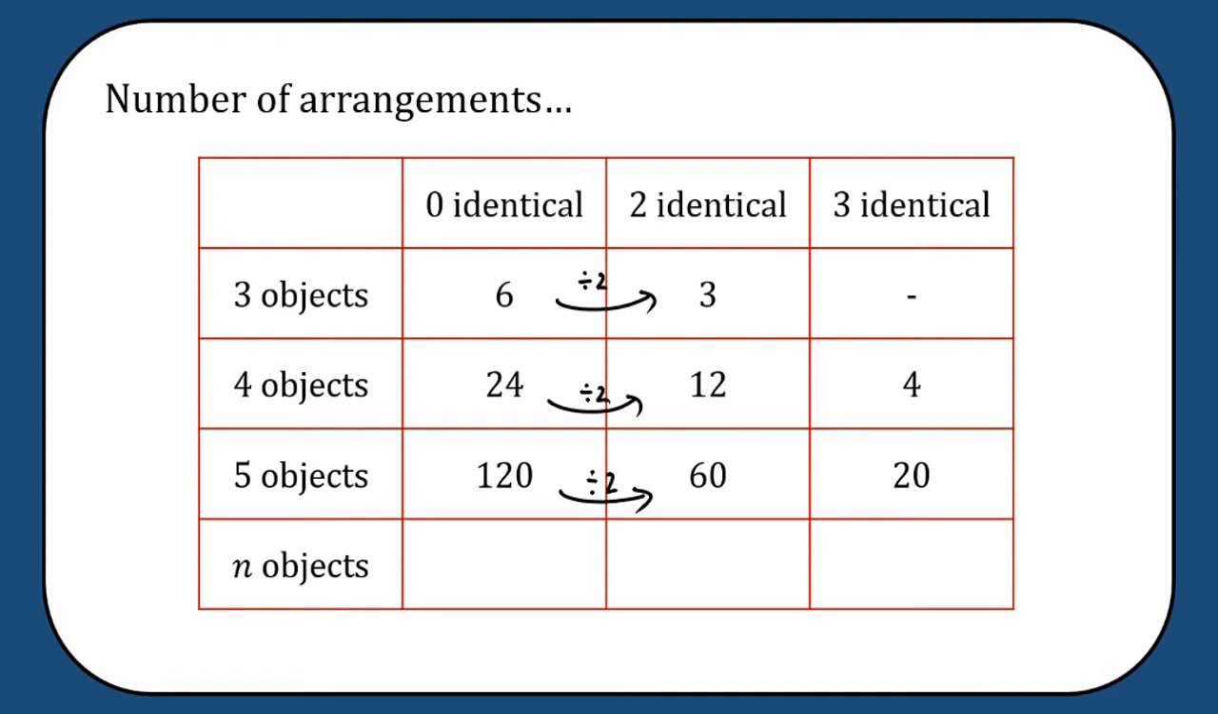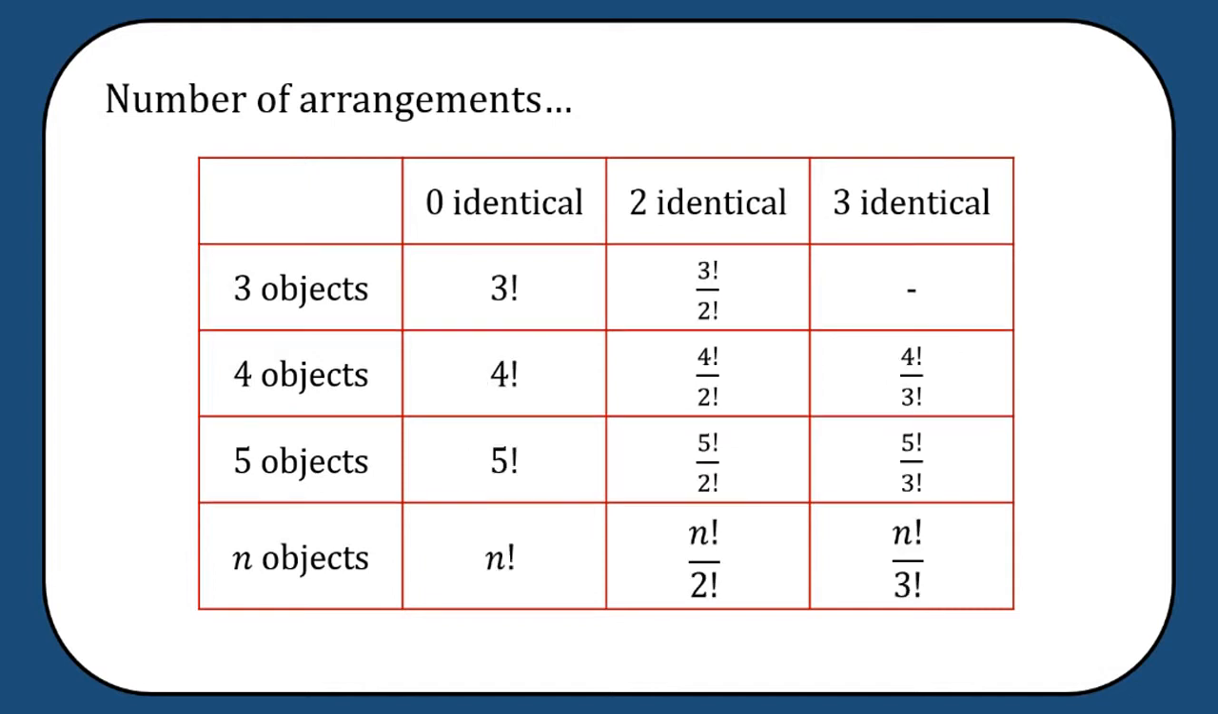If we have 4 objects, 3 of them identical, that's been divided by 6. And if we have 5 objects, 3 of them identical, that's also been divided by 6. Now, 2 is actually 2 factorial, and 6 is actually 3 factorial. So what we find is if we have n objects, we know we can arrange them in n factorial different ways. If 2 of those objects are identical, we need to divide by 2 factorial. If 3 of those objects are identical, we need to divide by 3 factorial.